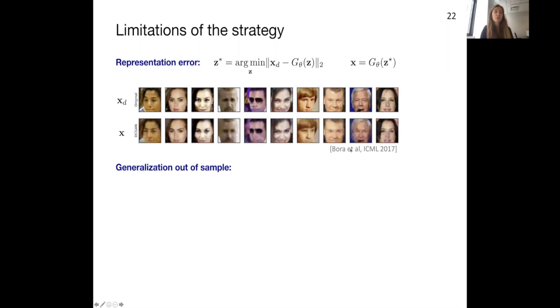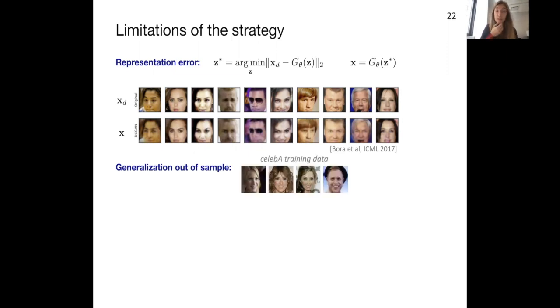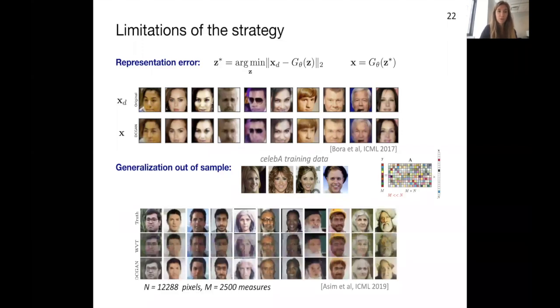And then for the question of generalizing out of sample, look at the training data. For example, the data set that was used here is called CelebA, a data set of images of celebrities that are young and smiling. Now, if we are trying to reconstruct images from faces that are a bit out of this range, you can see that it's doing quite poorly.